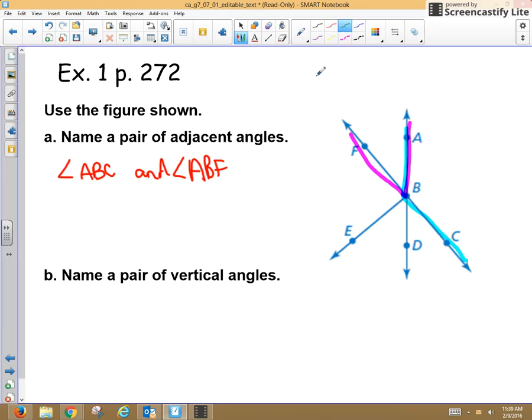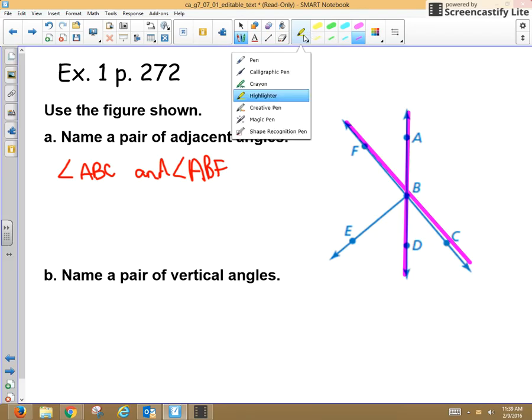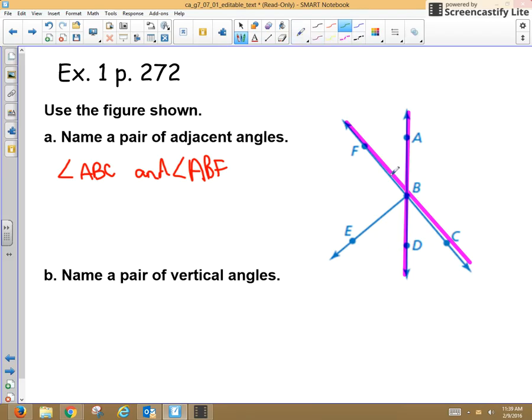Now for part B, name a pair of vertical angles. And vertical angles are formed by two lines that intersect. So I'm going to just highlight two lines here that I see intersecting. Line AD and line FC here. When the two lines intersect, they form vertical angles.